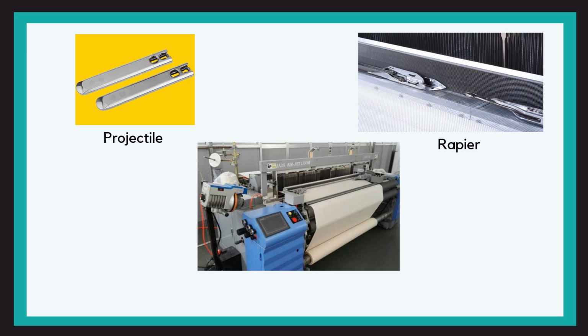तो वेफ्ट कैसे ट्रांसफर होता है? एयर के थ्रू. The yarn is carried by air. Yes, you got it right. Jets of air carry the weft yarn across the loom.